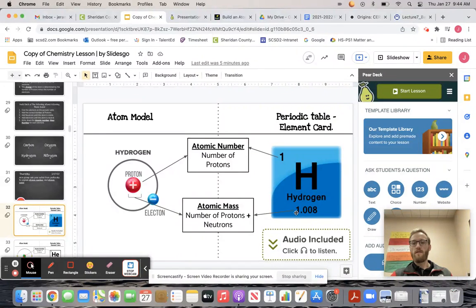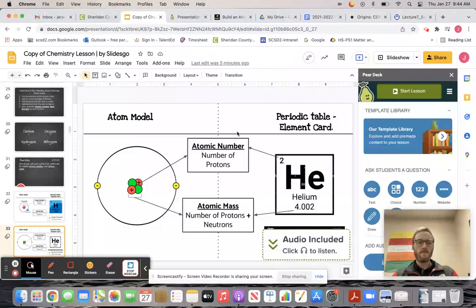Now, one question that gets brought up is why are these decimals? There are alternate forms of hydrogen. Some hydrogen has a neutron, surprisingly. That brings the average of all the hydrogen we know of up just a little bit. Okay, so that's all these element cards are doing.